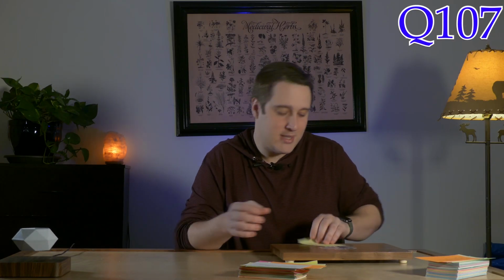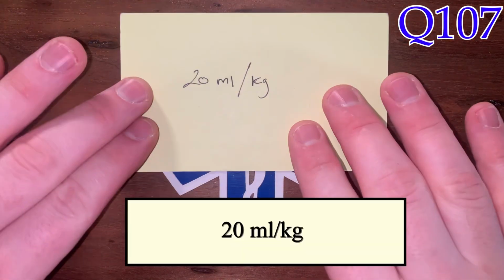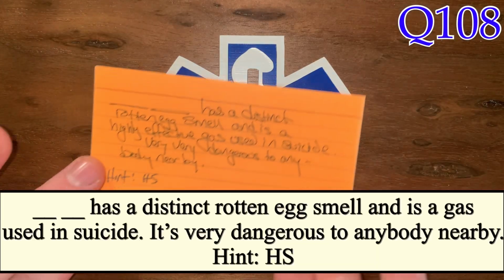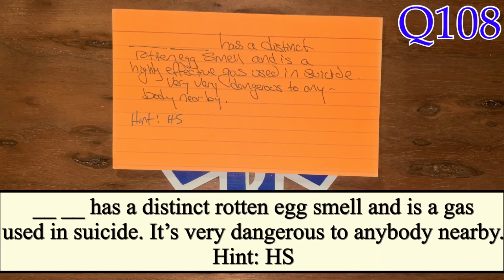So your fluid therapy dose for your pediatric patients is going to be weight-based at a dose of 20 milliliters per kilogram. I'm pretty sure in a lot of systems this number changes to 10 milliliters per kilogram if it's post-ROSC. Question 108. Blank blank has a distinct rotten egg smell and is a highly effective gas used in suicide.